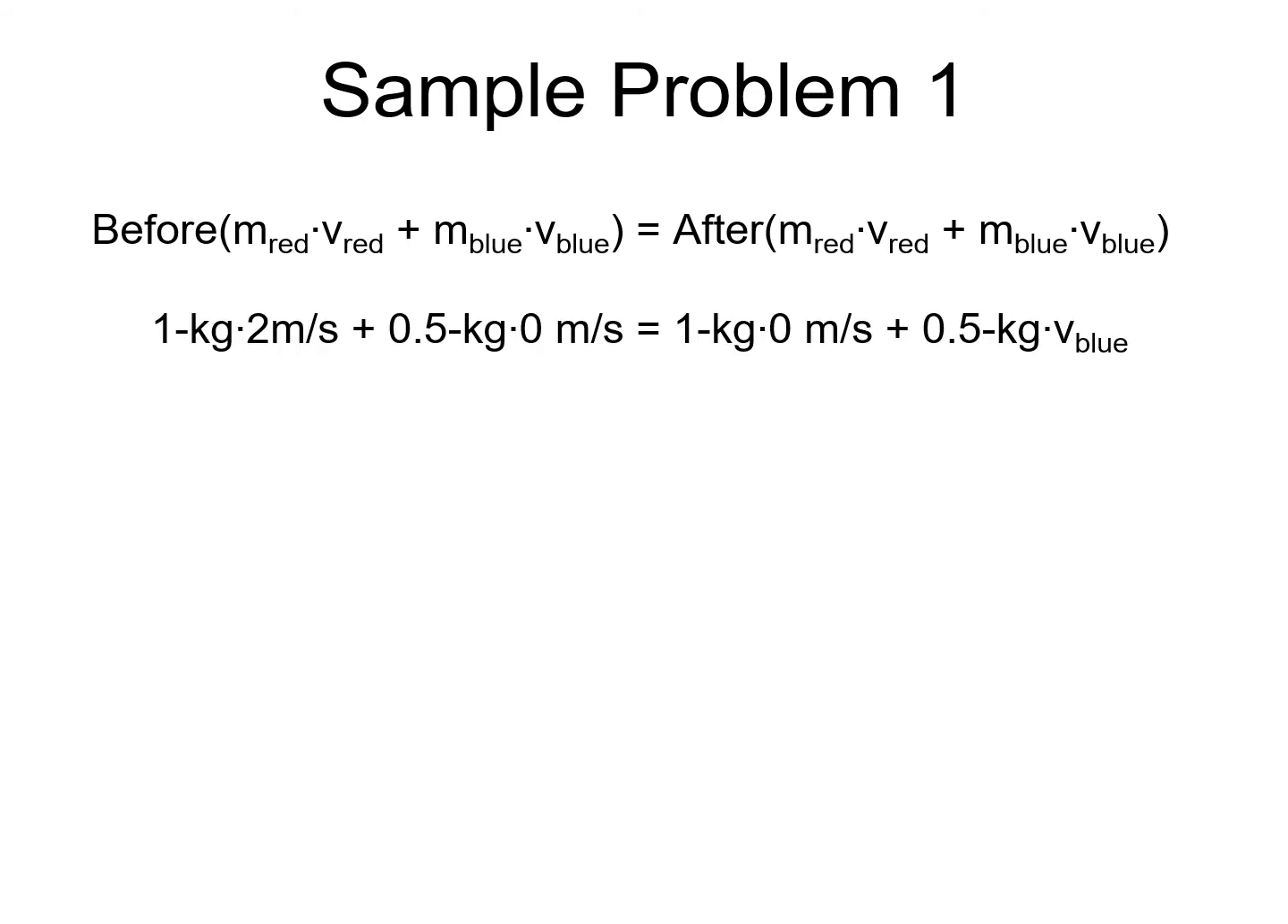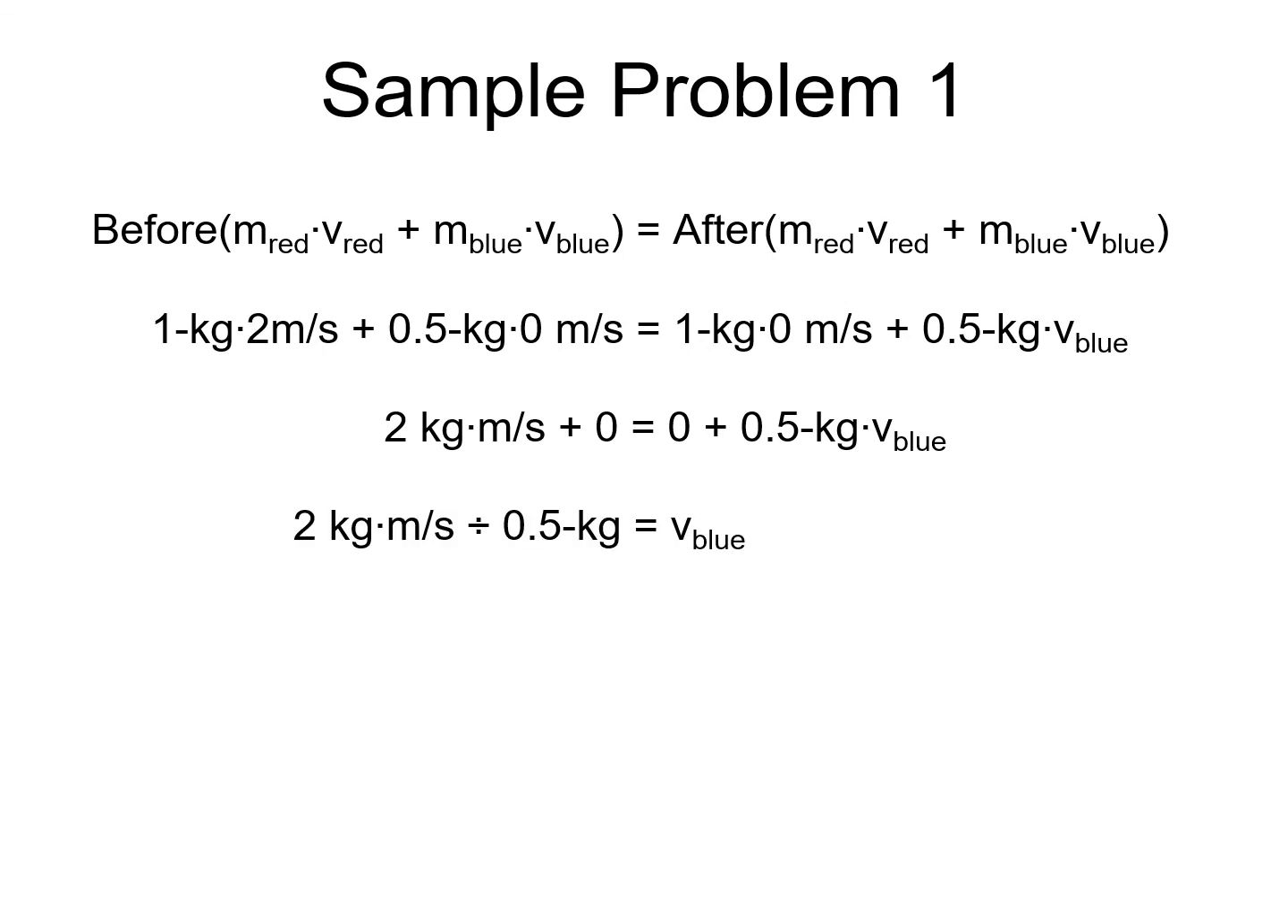The red ball had a mass of 1 kilogram and is moving at 2 meters per second. The blue one is 0.5 kilograms and it was not moving. Afterwards, the red ball still has 1 kilogram mass, but it's not moving. The blue one still has a 0.5 kilogram mass, and we don't know how fast it's moving. You can probably see that the 0.5 kilograms times 0 is going to be 0, and the 1 kilogram times 0 is going to be 0. So we're going to simplify.